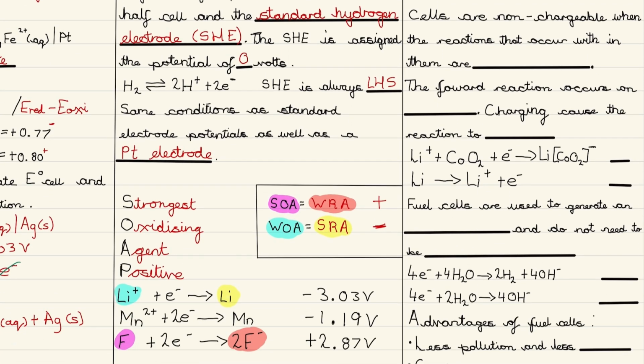Cells are non-chargeable when the reactions that occur within them are non-reversible. The forward reaction occurs on discharge. Charging causes the reaction to reverse. For these reactions here, you don't need to memorize the electrode potentials, but you need to remember which one's positive and which one's negative, and then from there you can figure out the overall reaction.